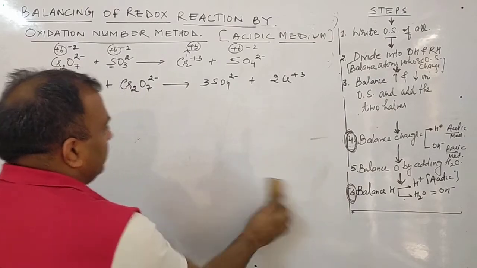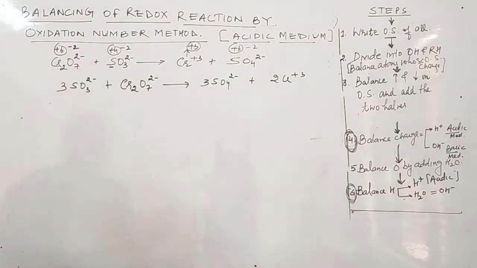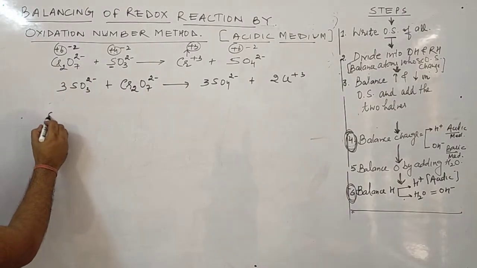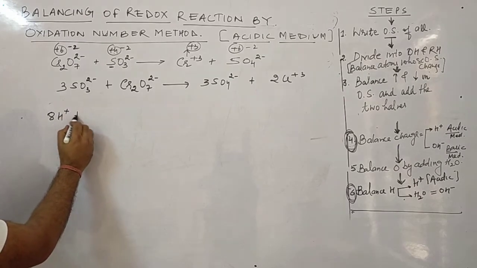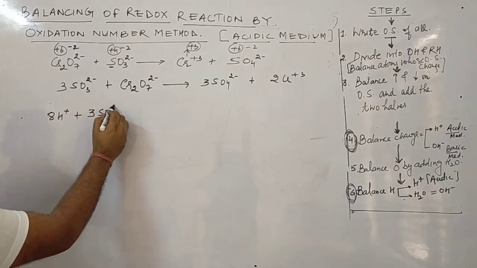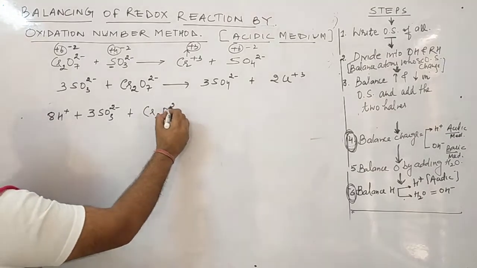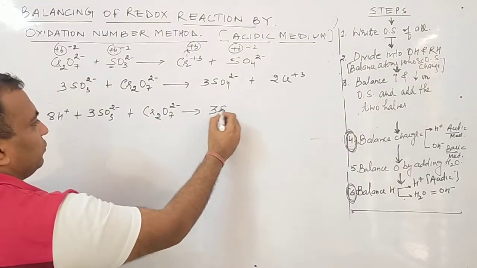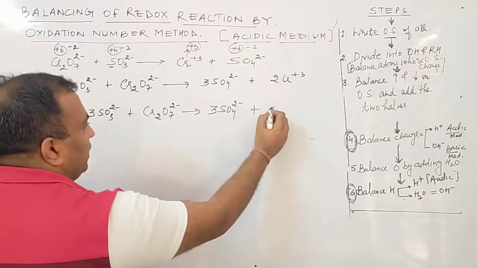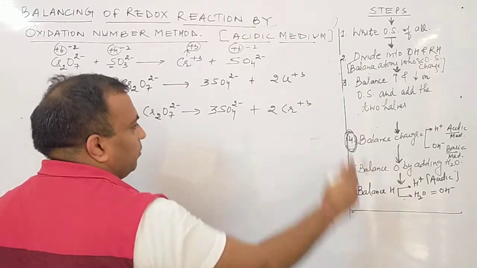So 8H positive हम left side में add करेंगे. I'll rub out this. 8H positive plus 3SO3 2 negative plus Cr2O7 2 negative giving thrice SO4 2 negative plus twice Cr plus 3.